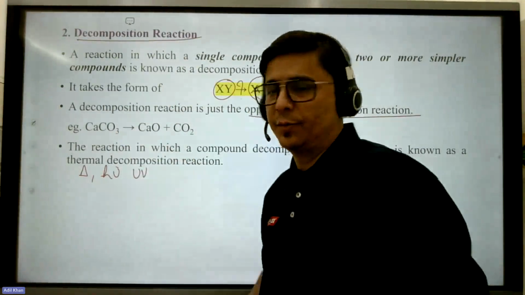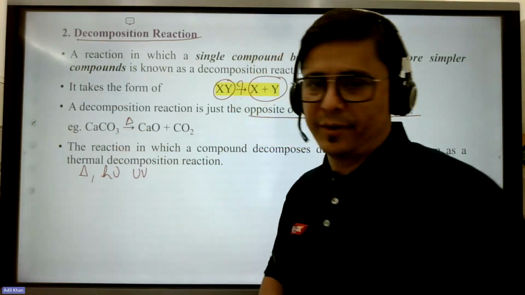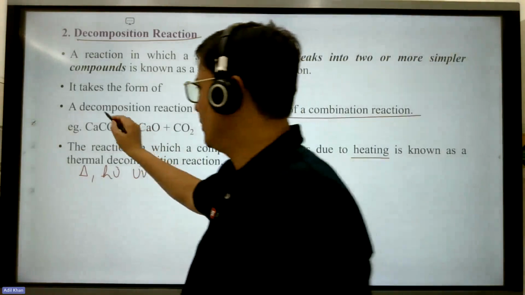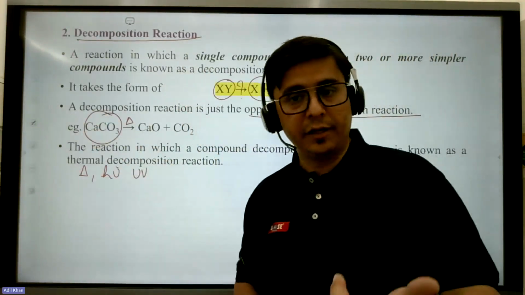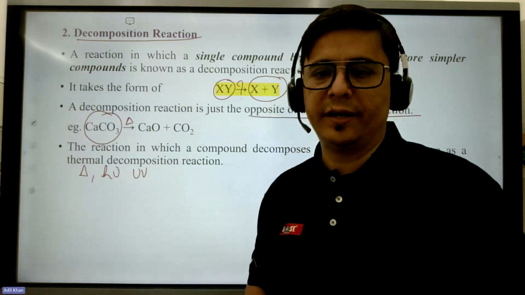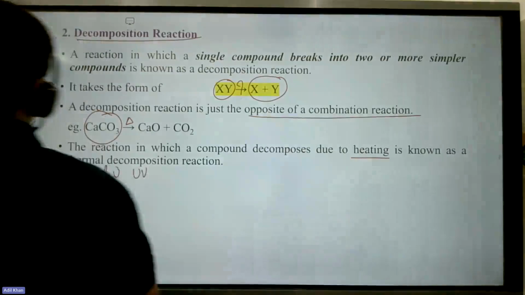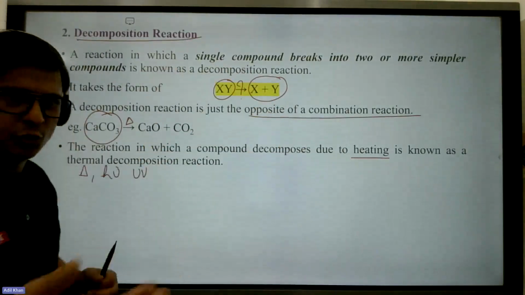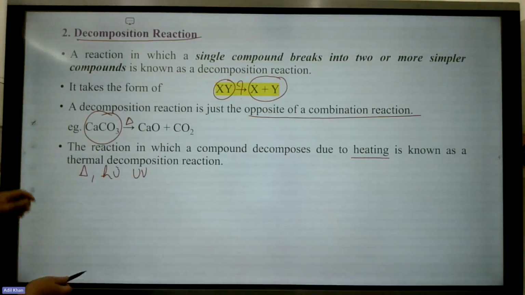An example is calcium carbonate. When you heat it, it forms calcium oxide and carbon dioxide. Calcium carbonate, where do you see it? Limestone. Correct. Eggshell. Correct. So this is your decomposition reaction. There are various other reactions. I think you know all that. I am not going into detail and discussing the types of examples.